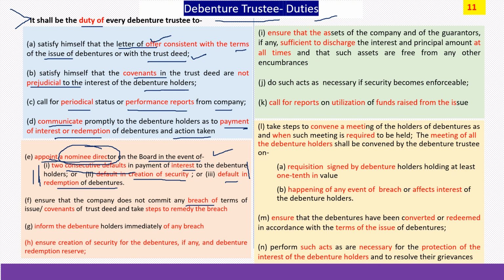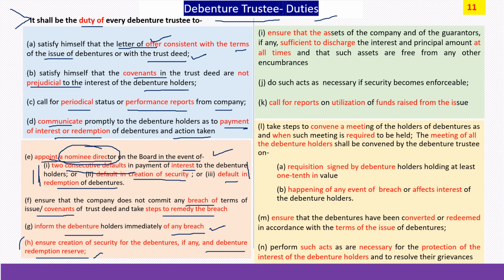Whenever there is a breach of the terms of issue, he has to take immediate steps to remedy the breach. Nothing should be allowed to drag or drift. And he will also inform the debenture holders whenever there is a breach, post haste. There is no delay at all, it is forthwith. And he has to always oversee whether the debenture redemption reserve is being properly calculated and properly created from time to time, because that is going to be the source for redemption of debentures. It has to be built up safely.